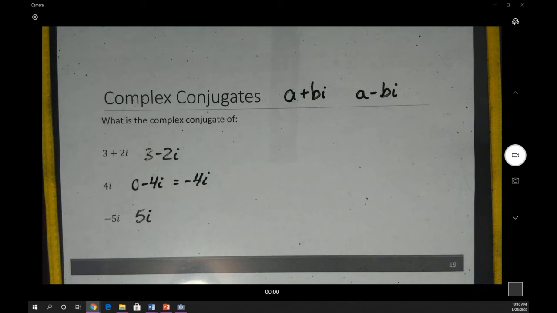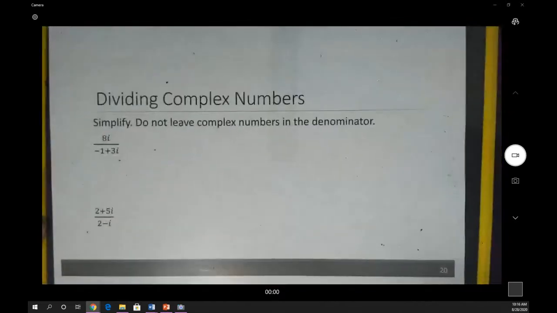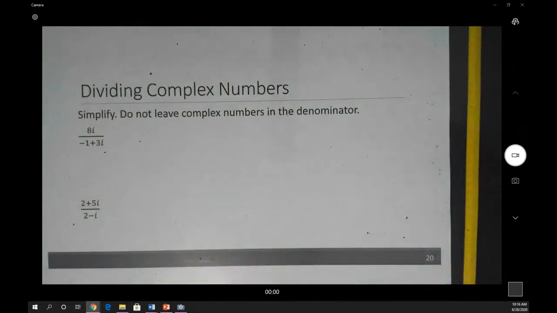Now I mentioned these complex conjugates are important for dividing complex numbers. The reason that's true is because we don't want to leave any i's in the denominator. Kind of like how we rationalized denominators when we were working with radical expressions, how we wanted to make sure there were no square roots in the denominator. Same idea here, we just don't want any i's in the denominator.